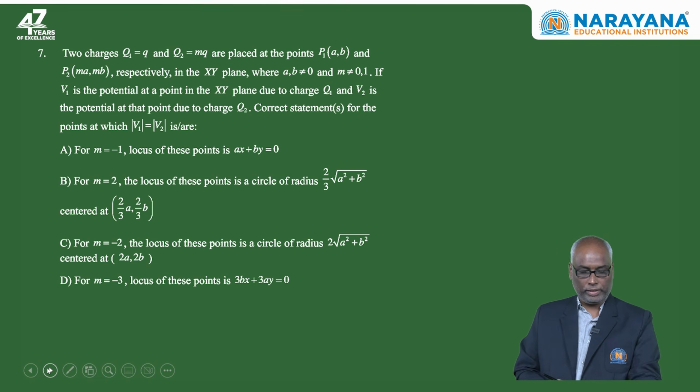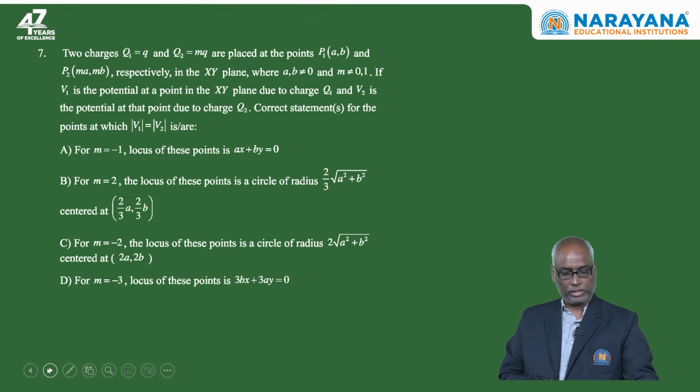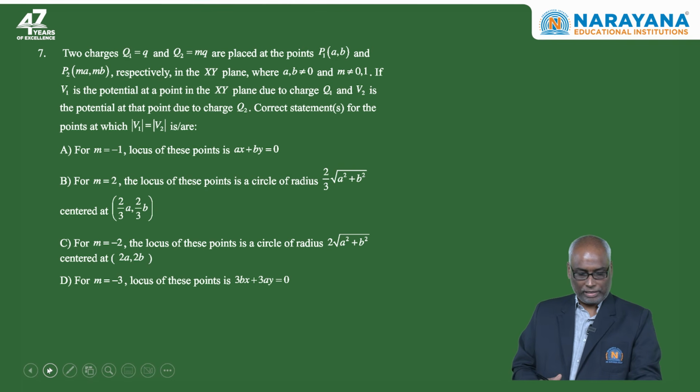Two charges q1 equal to q and q2 equal to mq are placed at points P1 (a, b) and P2 (ma, mb) respectively in the xy plane, where (a, b) is not equal to 0 and m is not equal to 0 or 1. If V1 is the potential at a point in the xy plane due to charge q1 and V2 is the potential at that point due to charge q2, select the correct statement or statements for which V1 is equal to V2. So let us calculate what is the condition for V1 and V2 to be equal.